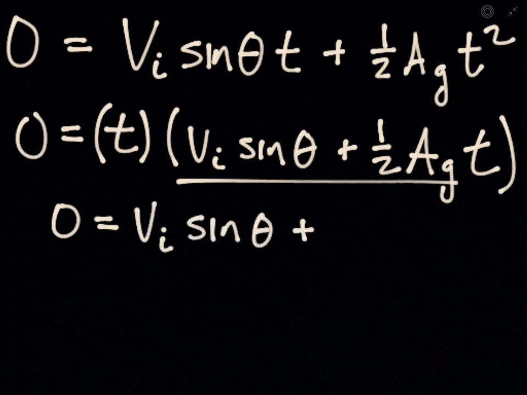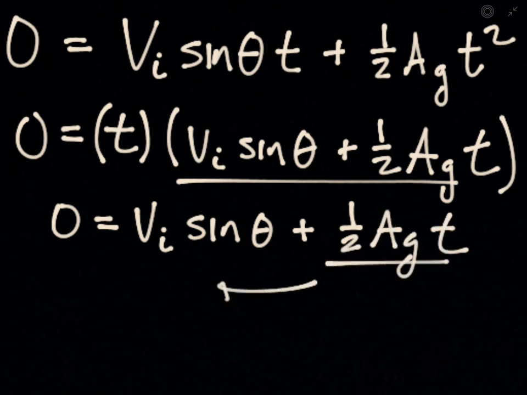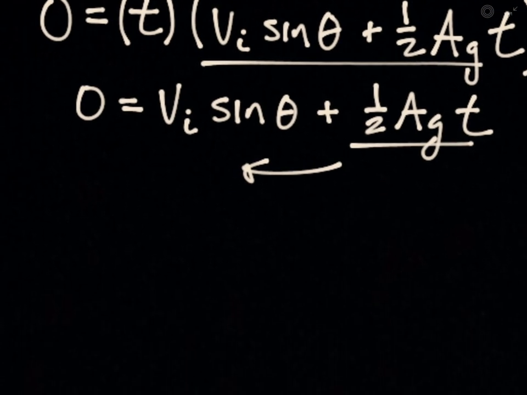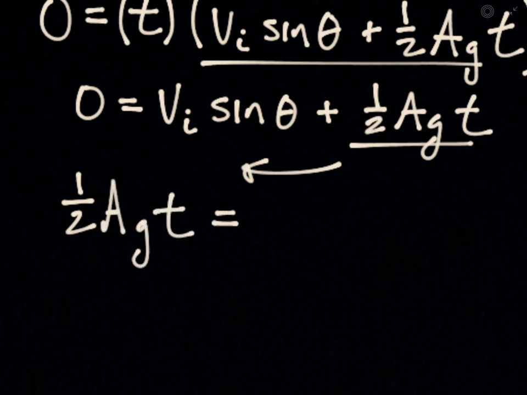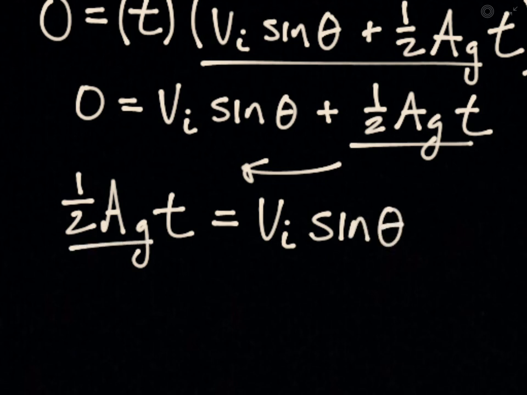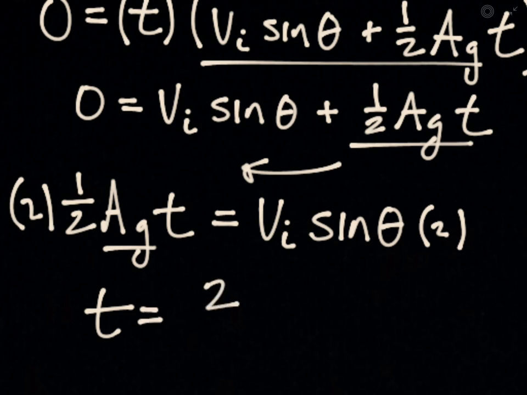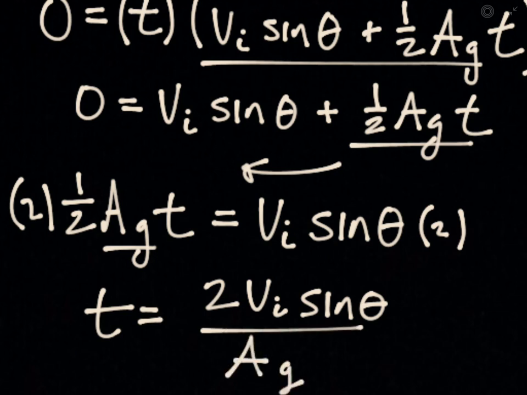Set this second part equal to 0: v initial sine theta plus 1/2 a g times t. We're going to move this side over to the other side of the equation. So we have 1/2 acceleration due to gravity times time equals the initial velocity times the sine of theta. Now we're going to move this chunk, but not the time, because we're trying to isolate time. I'm going to multiply this by 2 to get rid of that first, and then divide by the acceleration due to gravity. So time is equal to 2 times the initial velocity times the sine of theta all over the acceleration due to gravity. That is the time.